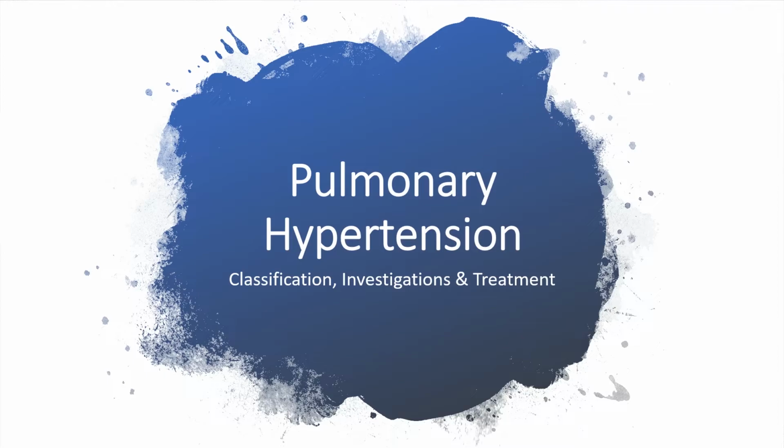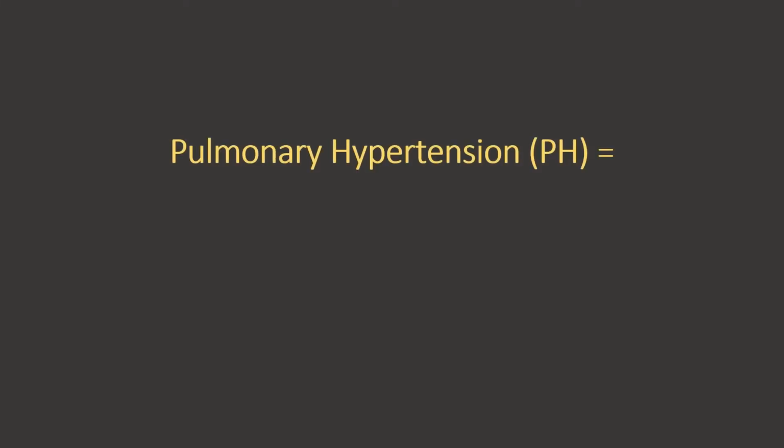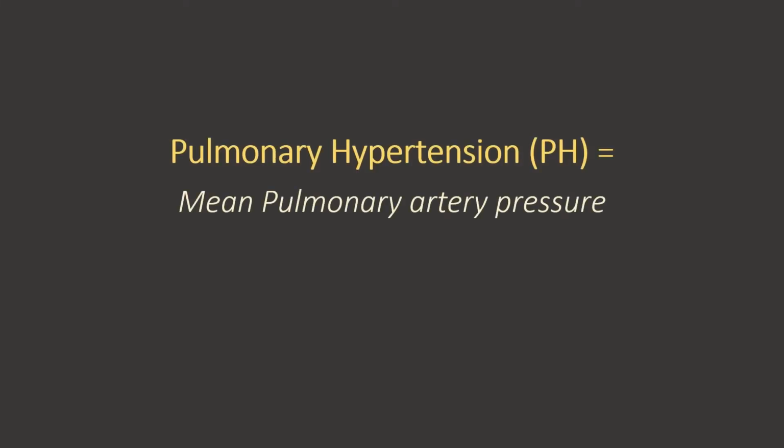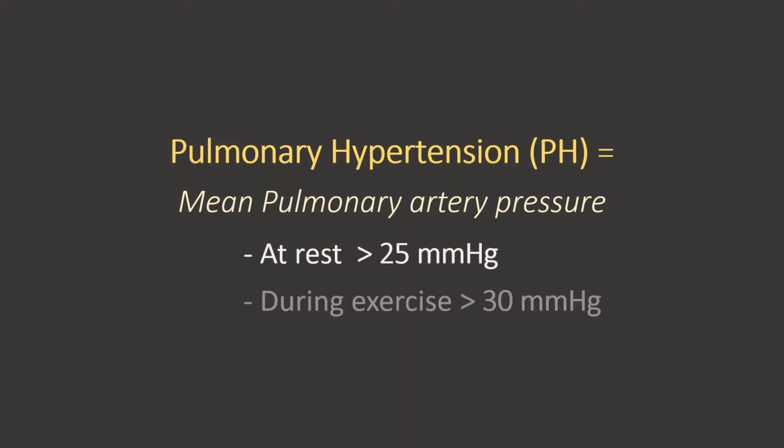Pulmonary hypertension is defined as a mean pulmonary artery pressure of at least 25 mm of mercury at rest and more than 30 mm during exercise, as measured by right heart catheterization. The definition may be further refined by consideration of pulmonary wedge pressure, the cardiac output, and the transpulmonary pressure gradient.